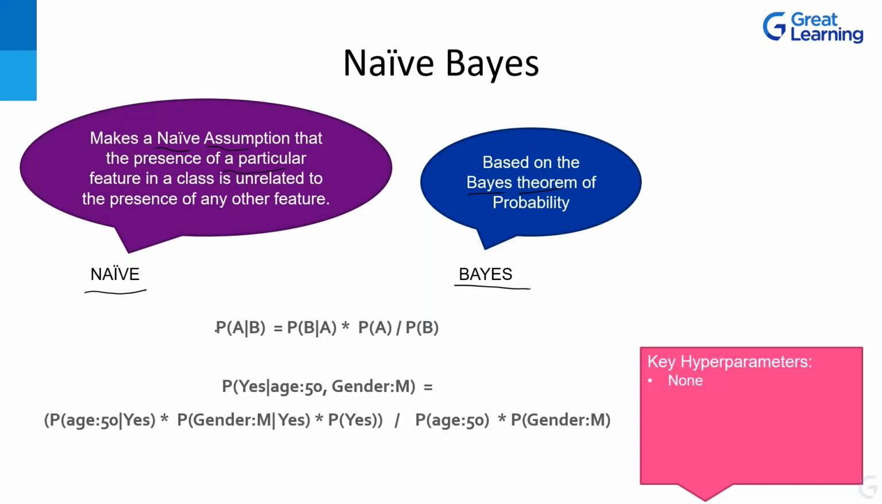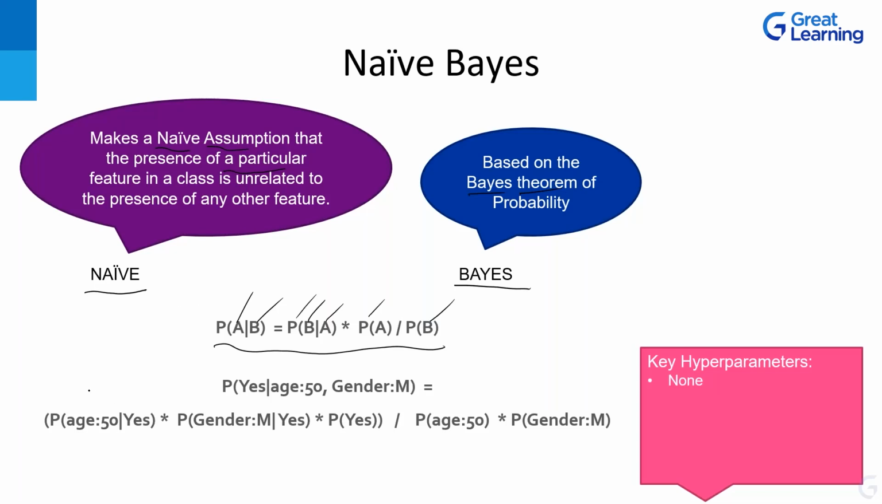Bayes theorem is given like this: the conditional probability of A occurring given that B has already occurred is given by the opposite of that, the probability of B occurring given that A has already occurred, multiplied by the probability of A, and this is entirely divided by the probability of B. So what naive Bayes essentially does is it calculates these probabilities for these different scenarios.